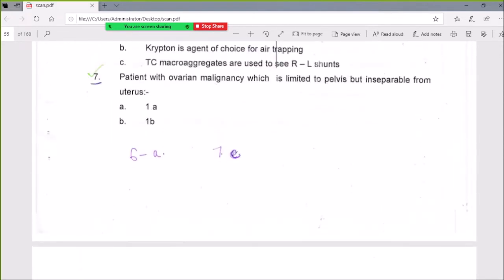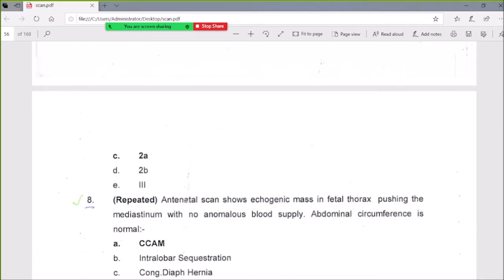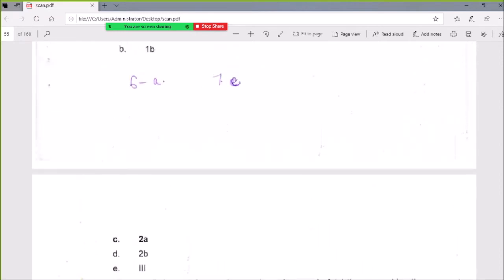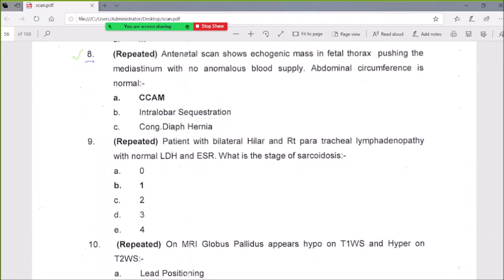Patient with over 90 with limited pulse and cerebral from uterus. This is stage 3. Involvement of uterus, stage 3. 8. Antenatal scan shows echogenic mass in the thorax pushing the peritoneum with no abnormal blood supply.